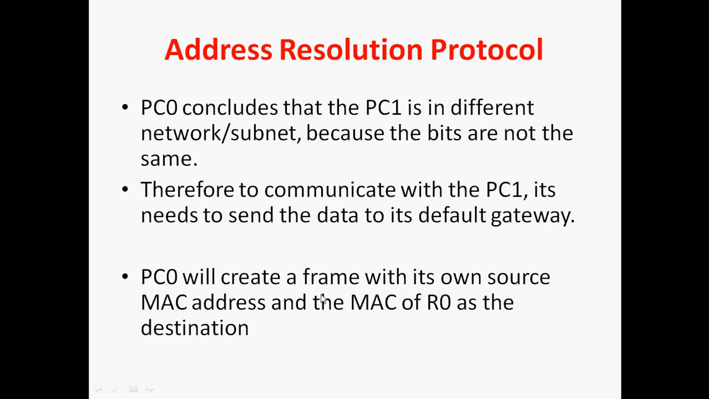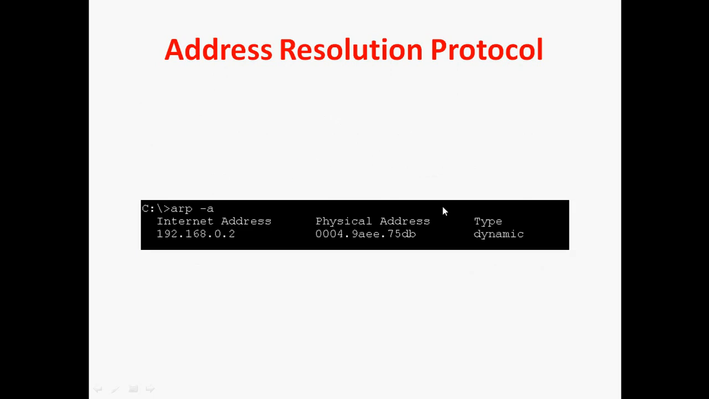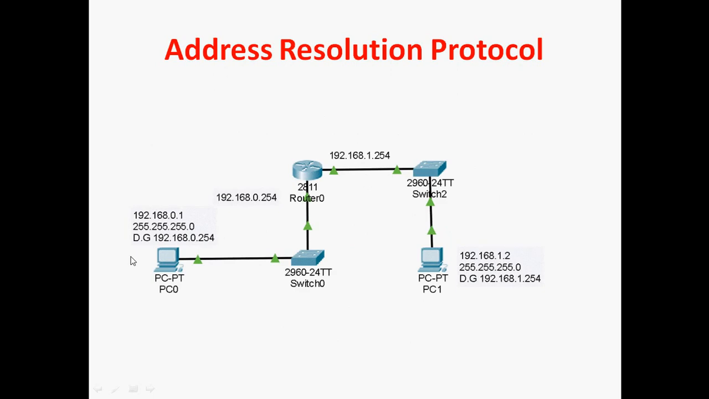So PC0 will create a frame with its own source MAC address, and the destination MAC address should be Router 0's MAC address. Okay, so again, in this scenario PC0 concludes that PC1 is in a different network. So PC0, I am trying to ping 192.168.1.2. Source IP is 192.168.0.1 and destination IP is 192.168.1.2, and source MAC address is PC0's MAC address and destination MAC address we don't know.